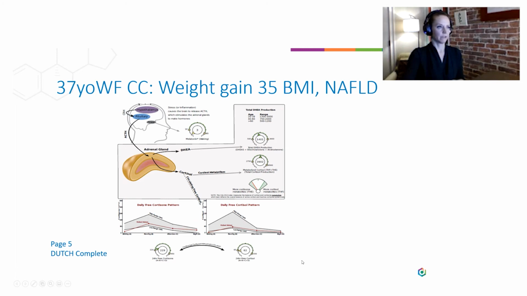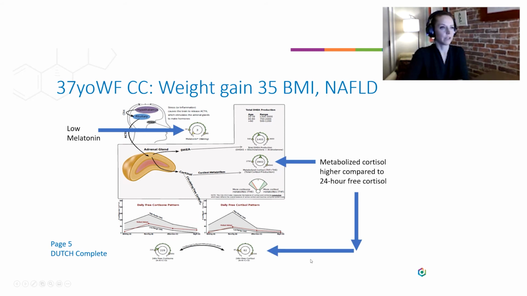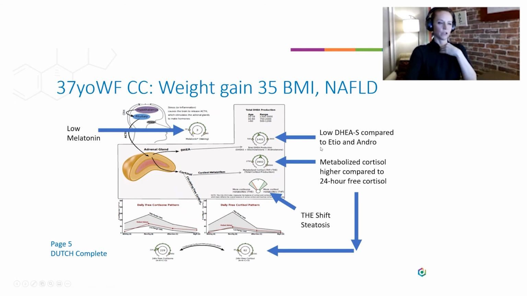So here's her page 5 of the Dutch Complete. And she does have the low melatonin. Metabolized cortisol compared to the free cortisol, much higher, right? Flattened out free cortisol pattern, much more normal looking metabolized cortisol. But she also, just like our last patient, has that big tetrahydrocortisone shift that we know occurs with fatty liver and early phases of fatty liver. And she had a low sulfation of DHEA as well, so compared to her etiocholanolone and androsterone. So she does have that inflammatory suppression there of sulfation as well.